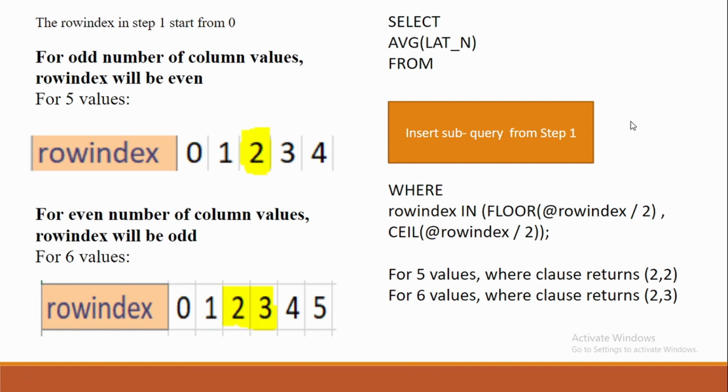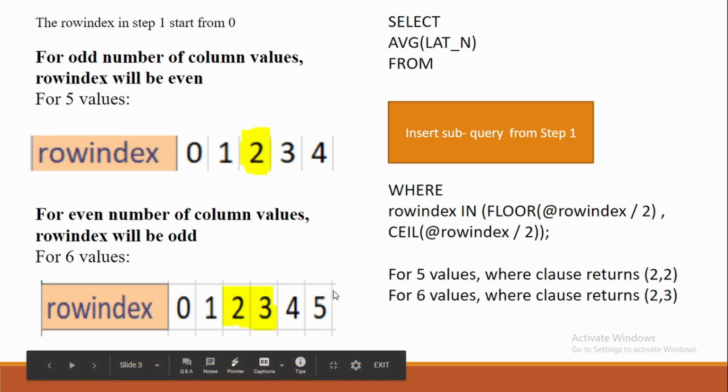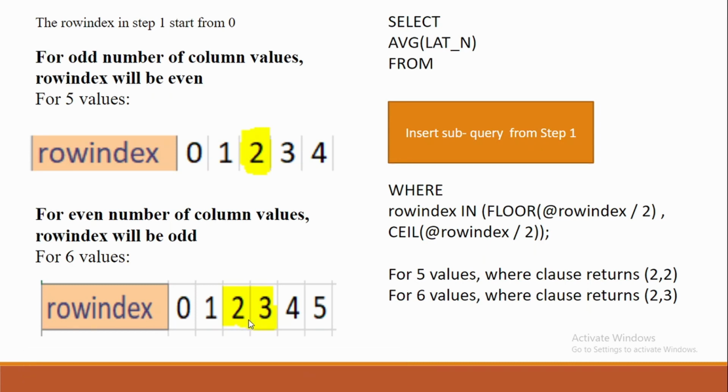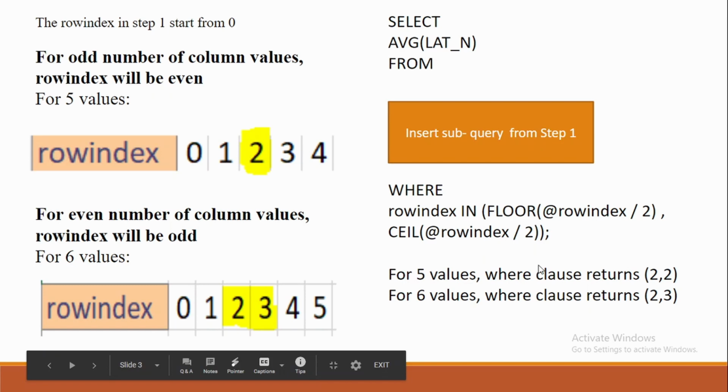We know that for calculating the median, if we have an odd number of values, then one median value will be calculated. And if we have an even number of values, two values from the middle of the list will be taken, and the average of these two values will be taken as the median. This where clause will be used in both cases.